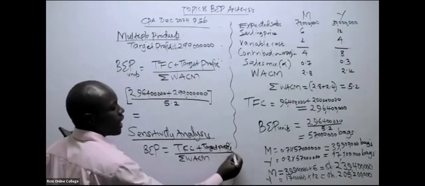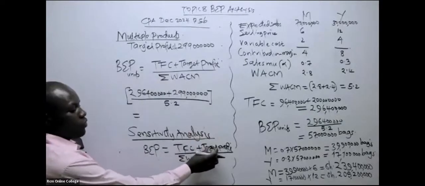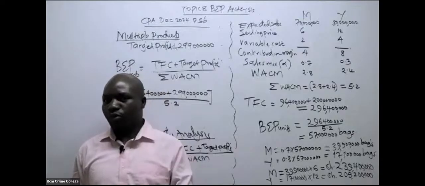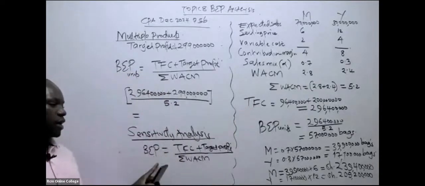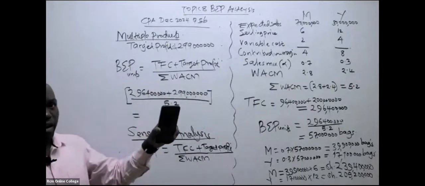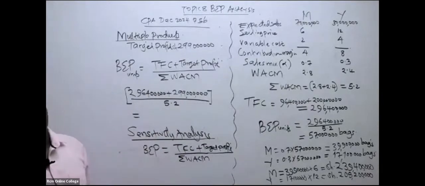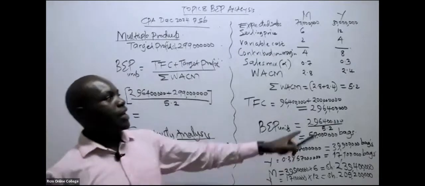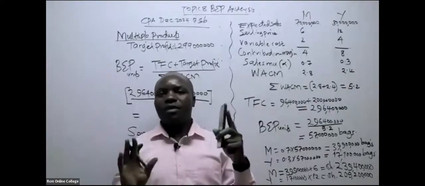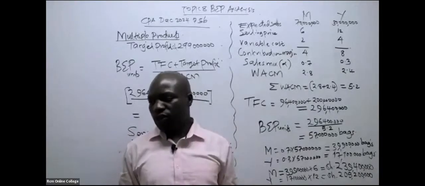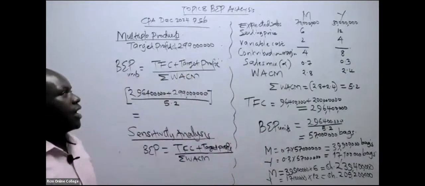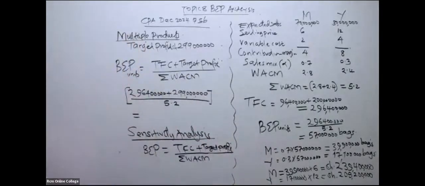Originally, we were not having target profit. What if I keep everything constant but introduce target profit? What will happen to my break-even point? That's number one. Number two, what if I keep everything constant, but now the denominator is affected by introducing a different sales mix ratio? What will I have as the break-even point? So changing one item at a time is what we call sensitivity analysis under this topic, right?